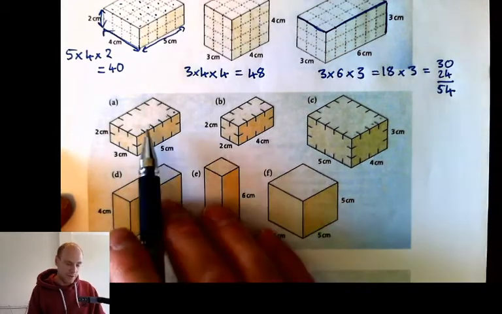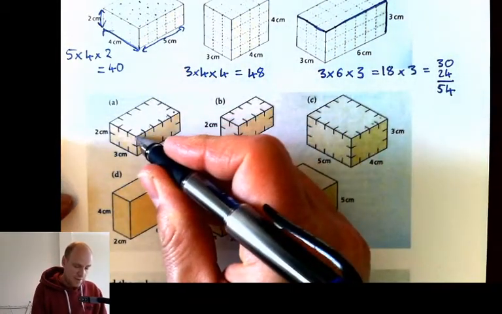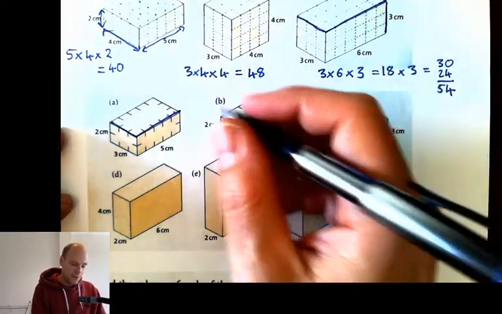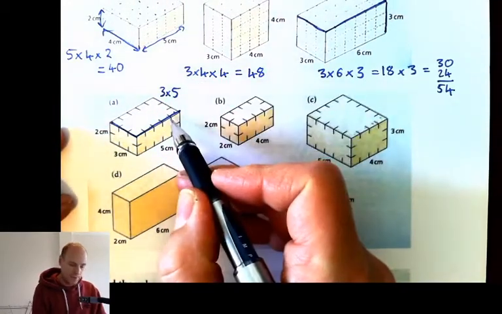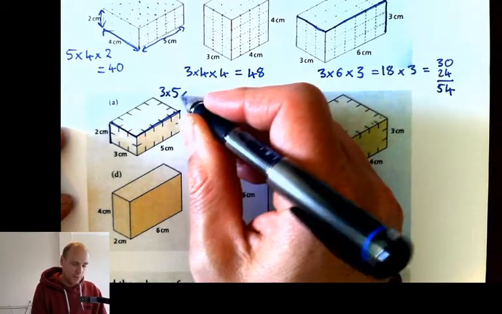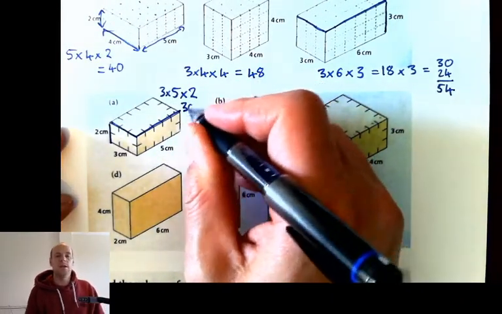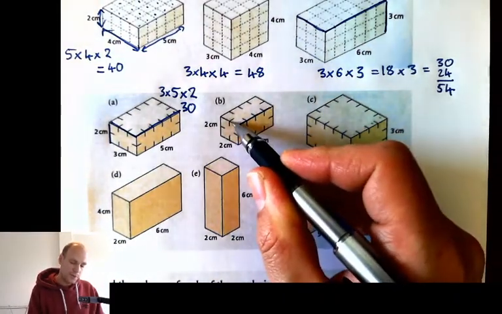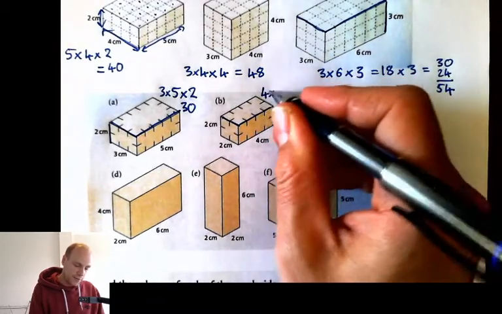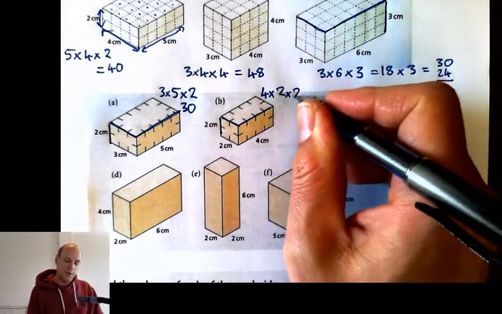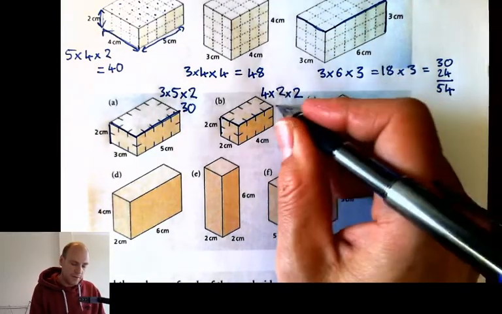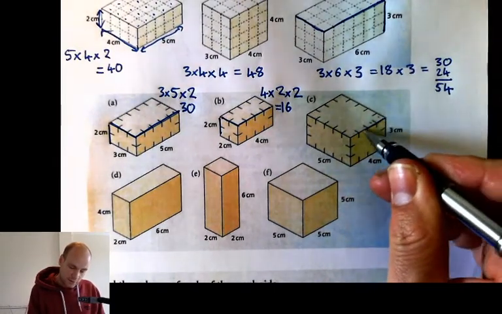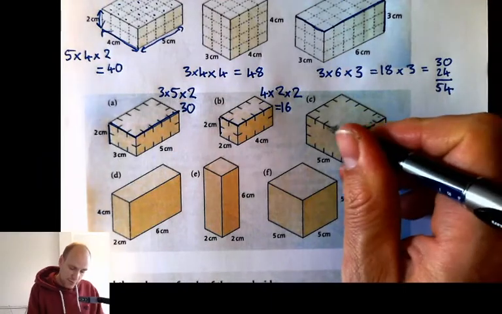So here, let's look at this top left. We've got 5 in that direction and 3 in that direction. So that's 3 times 5 to find out how many are on the top, and then there's a height of 2, so that's 15 times 2, so I've got 30 cubes in that cuboid. This one I've got 4 times 2 for the top, so that's 8, and I've also got a height of 2 as well. So 4 times 2 is 8, times by 2 is 16. And then this one here, on the top I've got 4 times 5, which is 20.